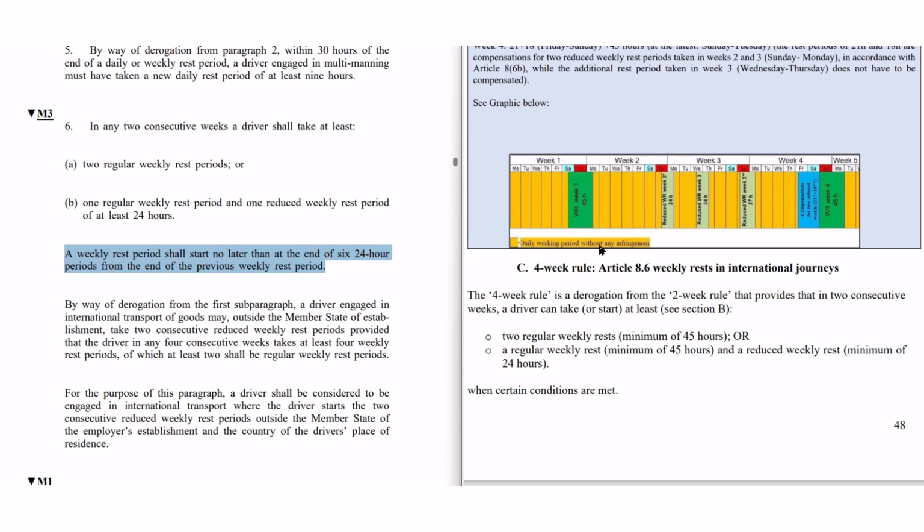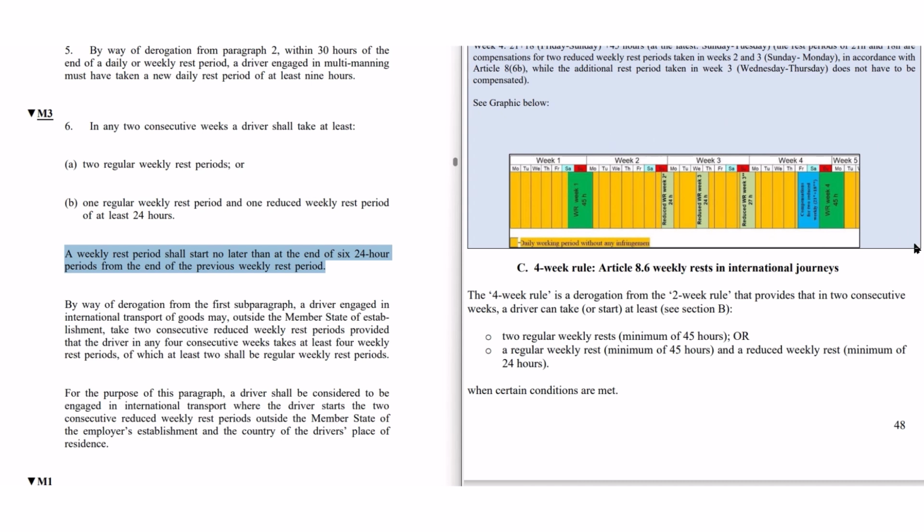This means the authority may look at any rolling 4-week period. So, if your rest periods go 45, 24, 24, 45, you're fine. But if the next week you do another 24, the 4-week window now includes 24, 24, 45, 24, which only has 1 regular weekly rest. That would be a violation.